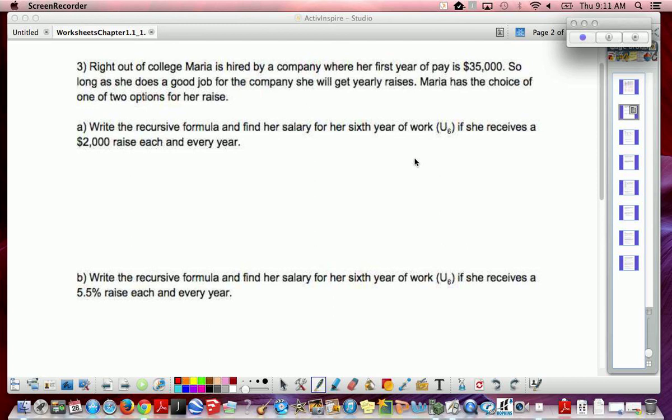Okay, let's take a look at page 2 of your worksheet here and the last problem on this side. Let's take a look at it here. We'll just read quickly through it and answer the questions.